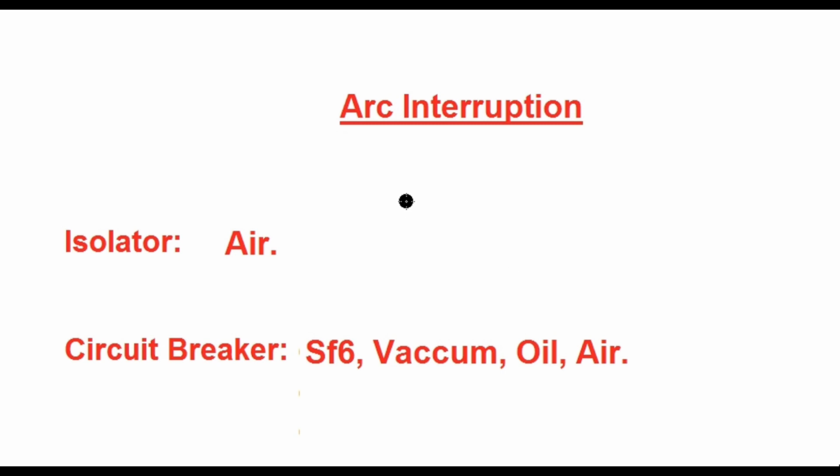Now, arc interruption. In case of an isolator, the medium is only air. But in case of a circuit breaker, it depends on the type of circuit breaker used. In an SF6 circuit breaker, the arc interruption is done in the SF6 chamber. In a vacuum circuit breaker, it is done in the vacuum medium. In an oil circuit breaker, it is done in oil. And in an air circuit breaker, which is used for low voltage, the medium is air.